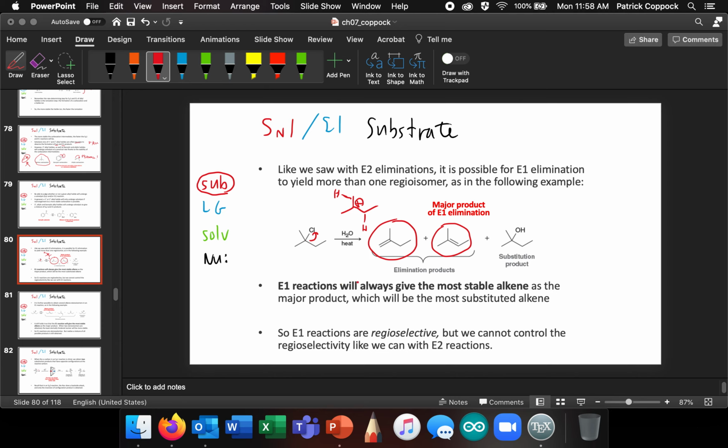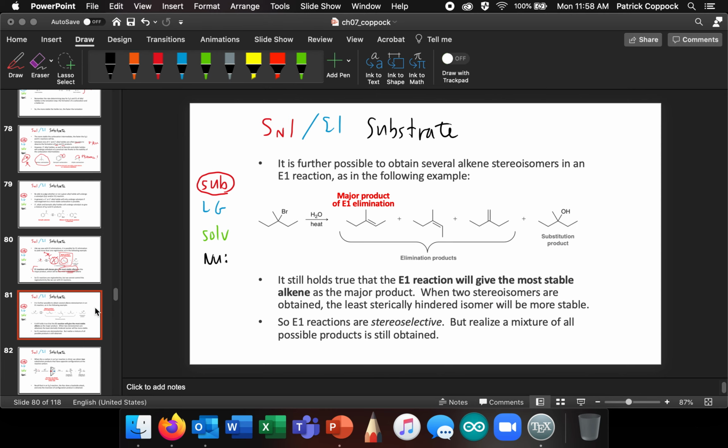E1 reactions will always give the most stable alkene. That's nice to know. Which one of these is the most stable? It's the most substituted, okay? So we're mostly not going to see that. This will be your major product for E1. So E1 reactions are regioselective, but we cannot control the regioselectivity like we can with E2. Remember, with E2, we could get some of the Hofmann product if we used different bases.